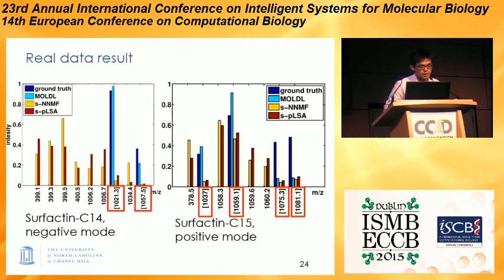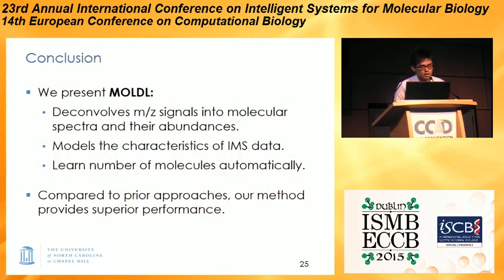Compared to our method, other methods have a lot of false positive values, and they cannot recover the ground truth dictionary as well as ours. So in conclusion, we present a method called our model. It can deconvolve M over Z values into molecular spectra and their abundances. It models the characteristics of IMS data, such as it is count-based data, it has spatial relationships, and it prefers particular ion types. And it can learn the number of molecules automatically. Compared to prior approaches, our method provides superior performance in terms of recovering molecular signatures.